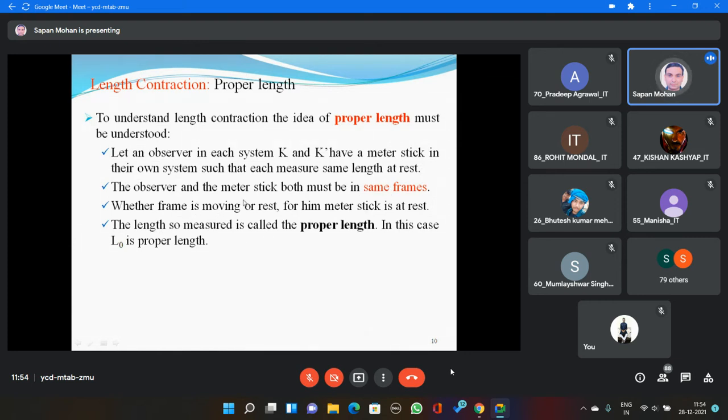Whether that frame is moving or at rest, the length so measured is called the proper length. Clear? The object and the observer must be in the same frame, whether that frame is moving or at rest. Then the length so measured is called the proper length. In this case, we have taken the L naught.